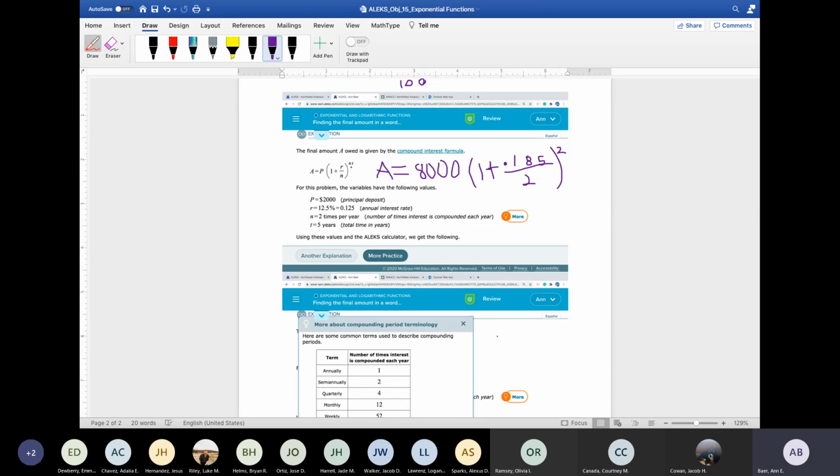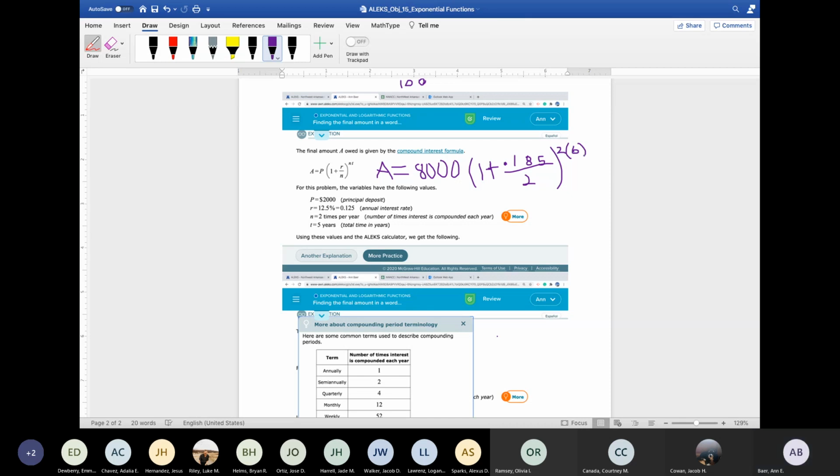And then times T. T is the number of years. Our question in the problem is how much is owed after 6 years. So T is 6. So I'm going to put 6 up here. And that's what we have to figure out. What is that equal to? And then we're going to round to the nearest cent. So I'm going to go to the calculator.